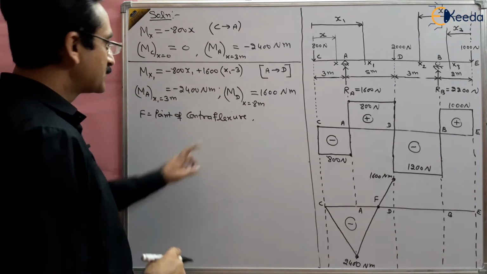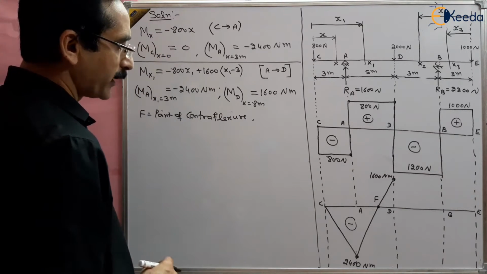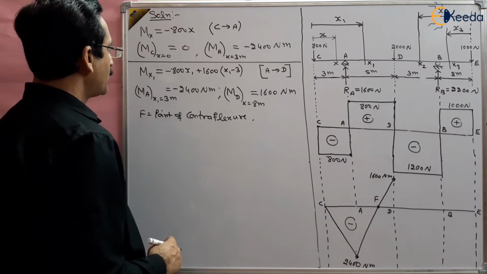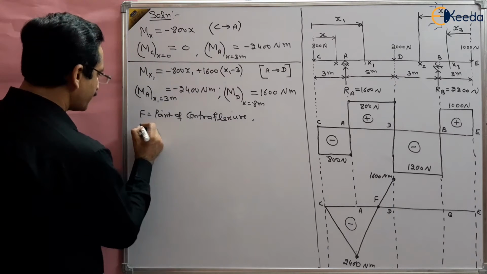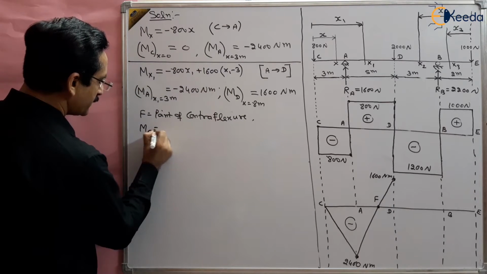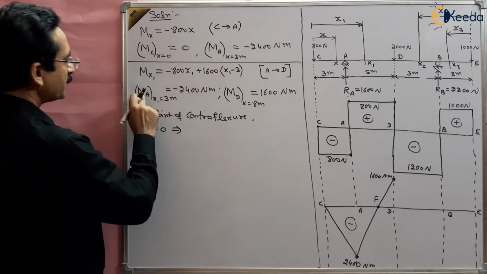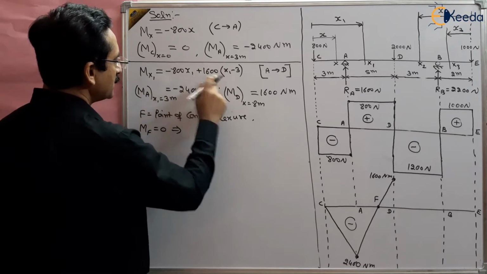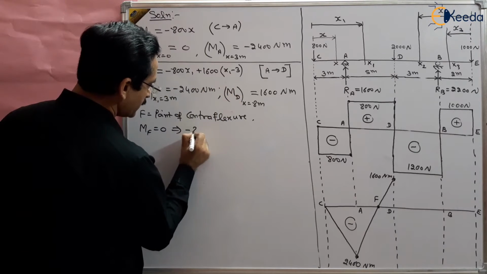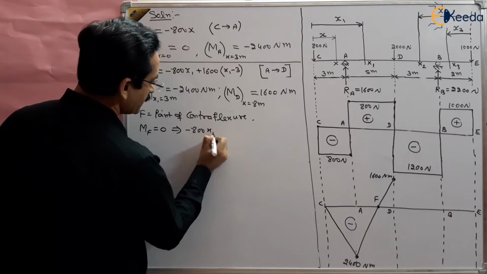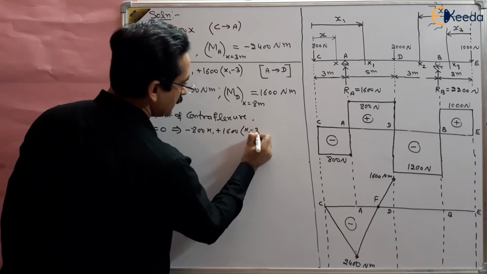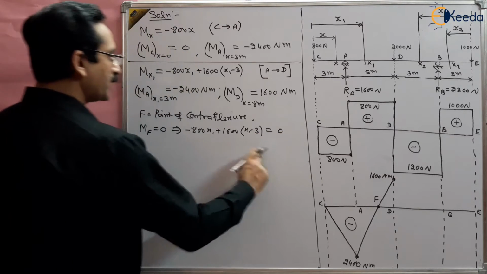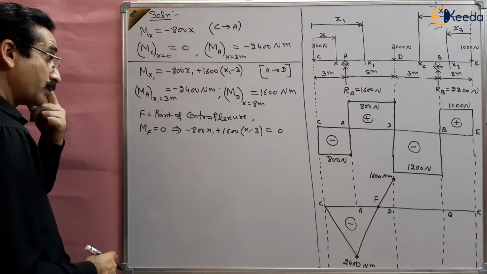And how can we obtain this point of contraflexure? Put the bending moment equal to 0, because at this point the bending moment is 0. MF is equal to 0. This implies that if we put in this equation equal to 0, minus 800 x1 plus 1600 (x1 minus 3) equal to 0, from here you will get the point of contraflexure.